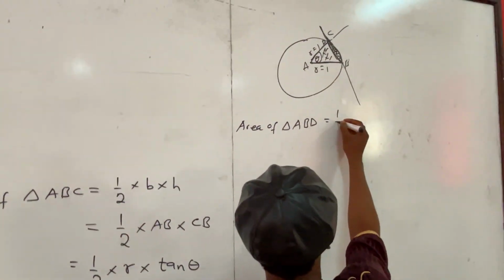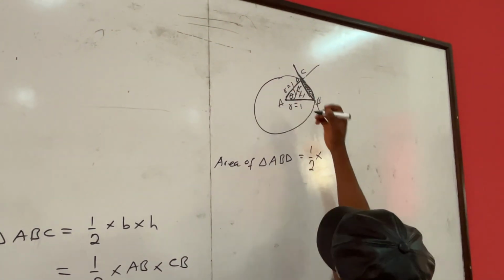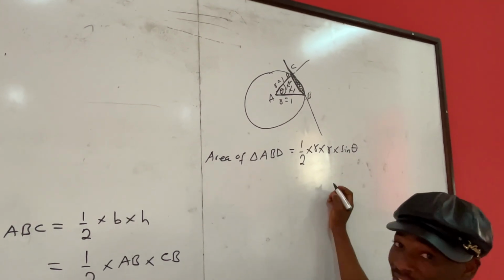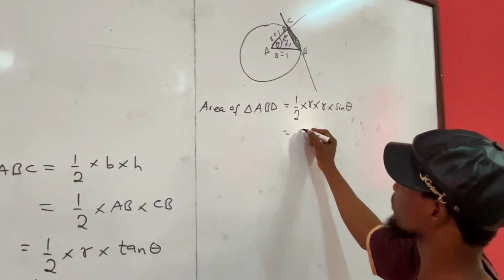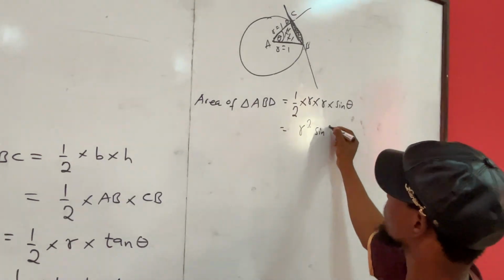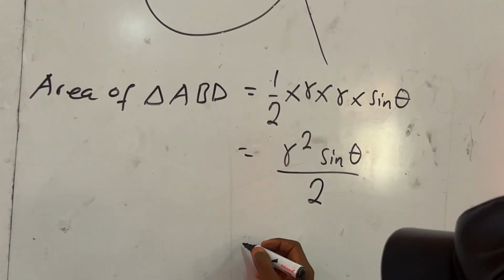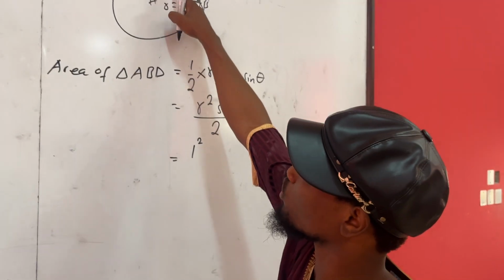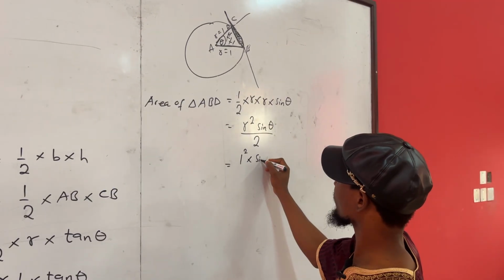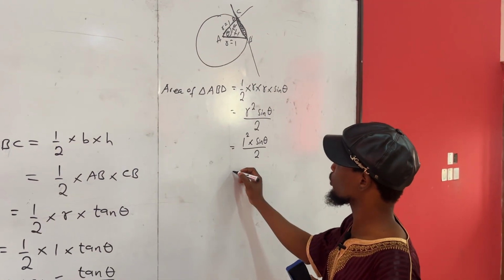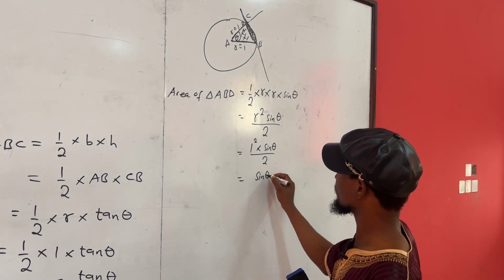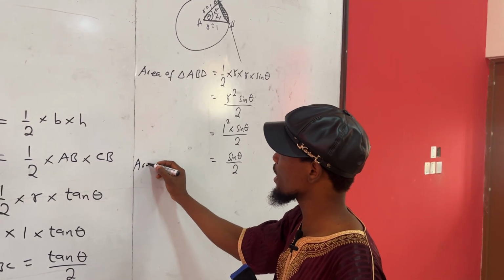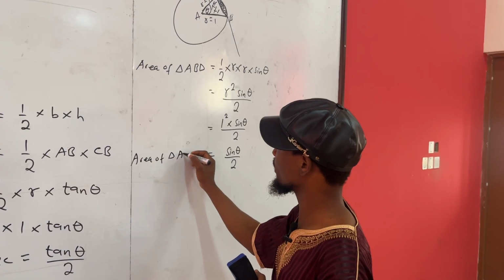So we know that we have half times our R times what? Our R, then times sine of the angle theta. So therefore we have R times R gives what? R squared, we have sine theta over 2. So what is R? Remember, R equals 1 from here. 1 times 1 is 1 squared. Then times sine theta divided by 2. So our final answer is sine theta over 2. As simple as that. And this becomes the area of triangle ABD.